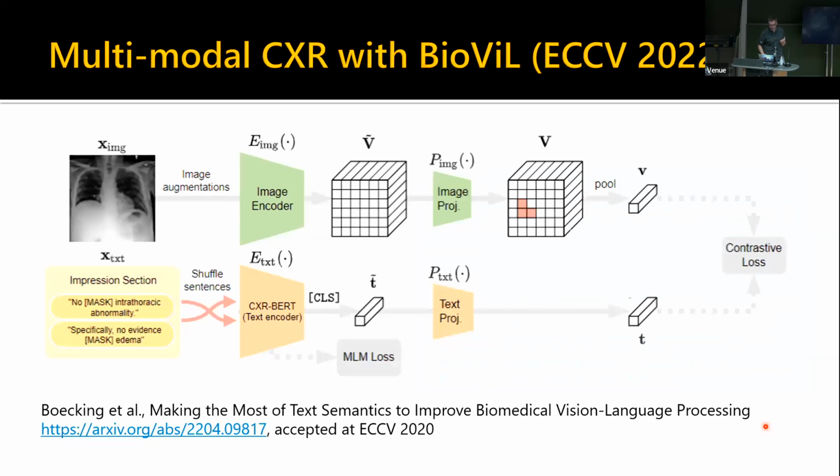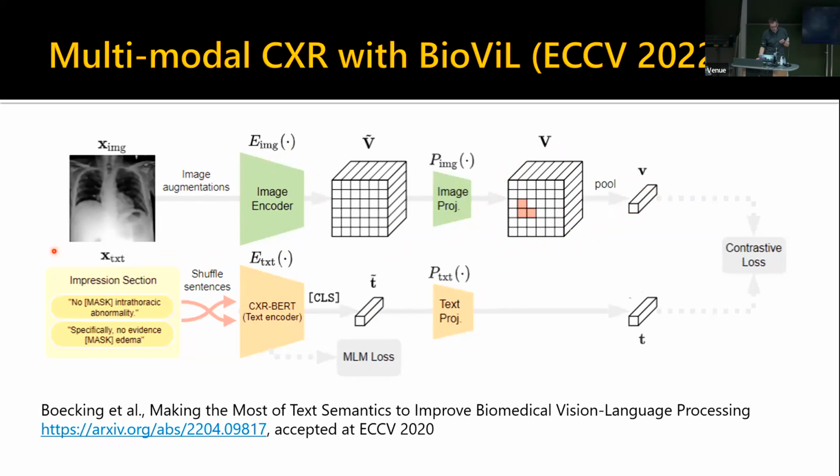And this is part of a work that will be published later this year at ECCV. On the image side, we take the chest X-ray image. We break it down into small 16 by 16 pixel blocks and feed it through an image encoder. Then further on through a projection layer, which gives us the final latent space for each of the small blocks. Then we do pooling to get to the full image embedding.